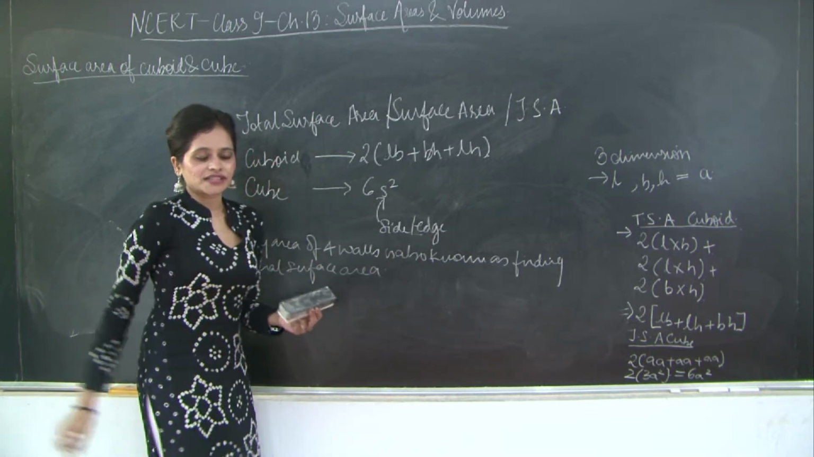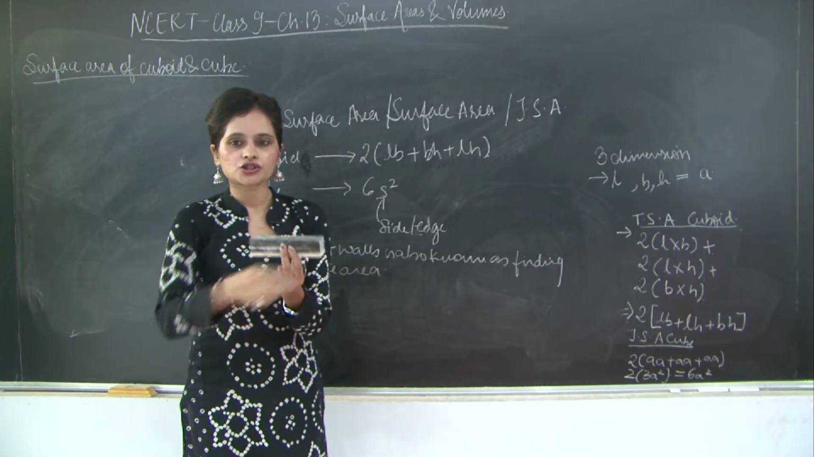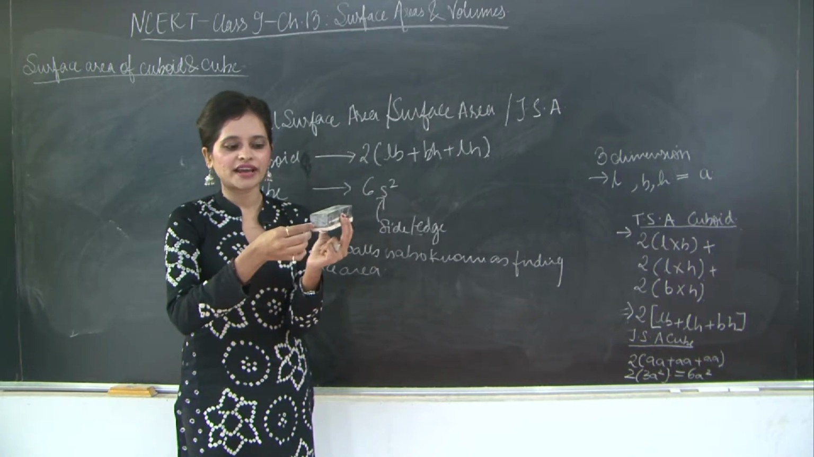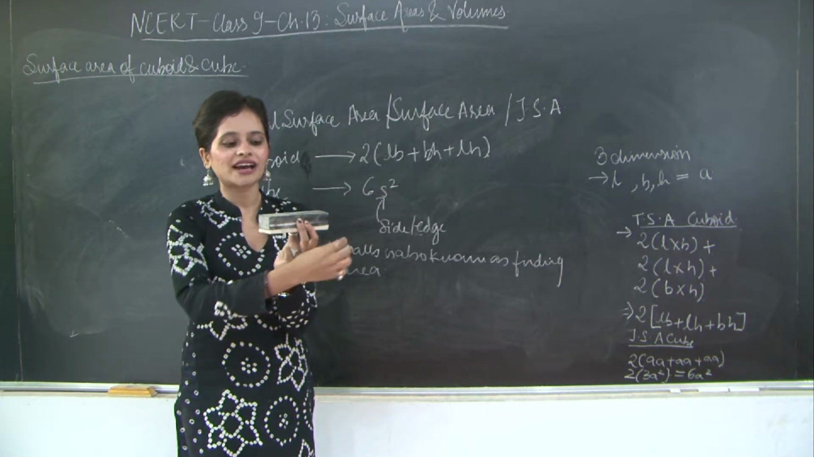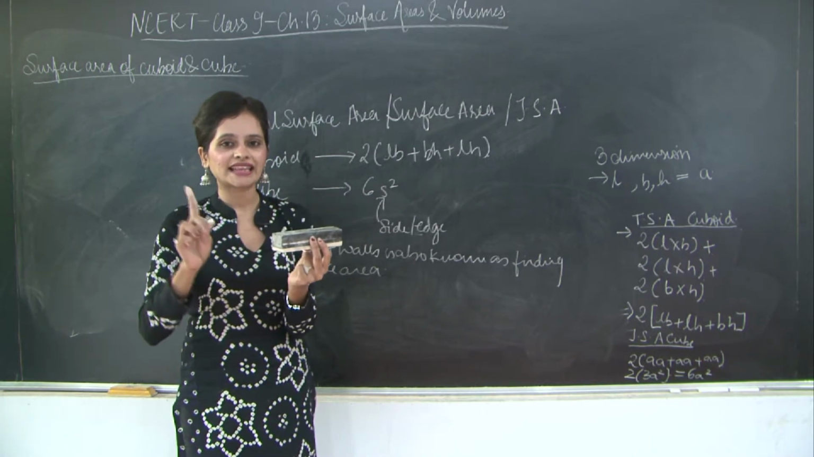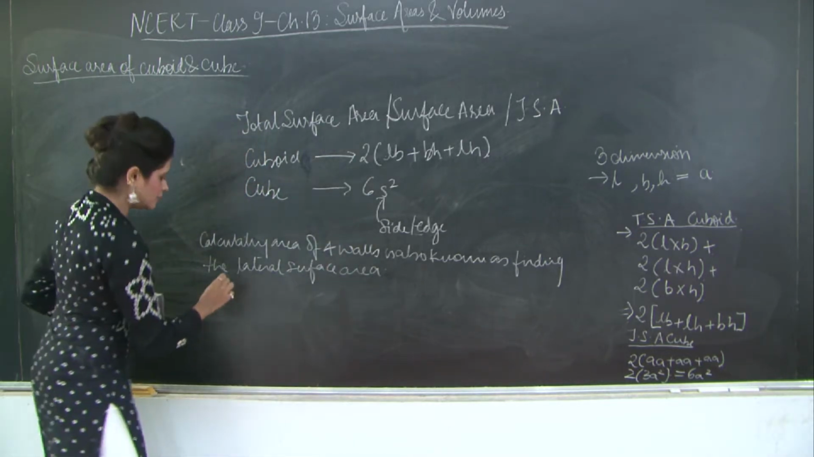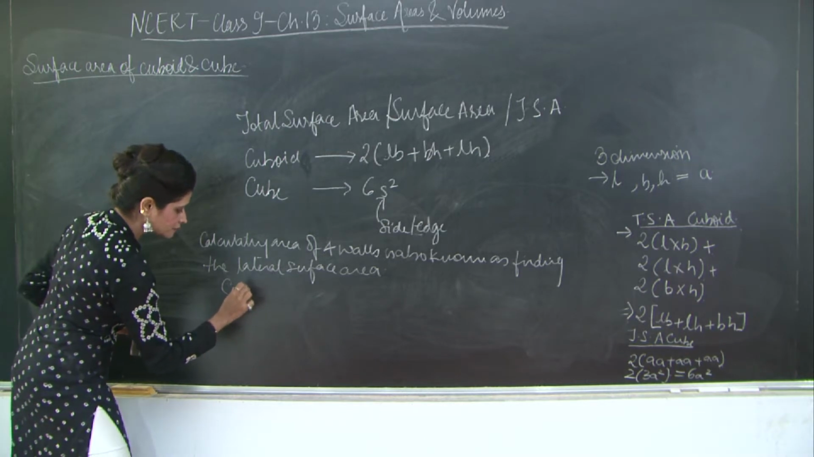So the lateral surface area would be that of the 4 walls. So here you have the length, right? You have the height, then you have the breadth and you have the height. You do not have the length and breadth together because the length and breadth are only for the base and the roof.